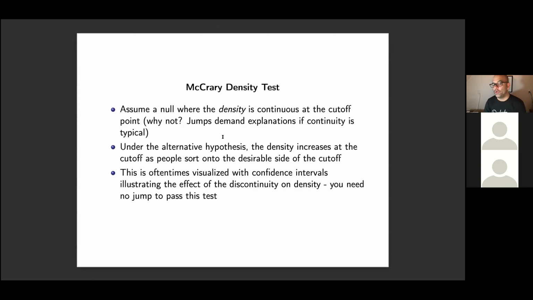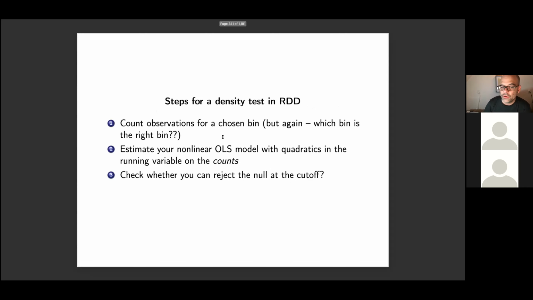So assume a null. Here's how the density test works. Assume a null where the density is continuous at the cutoff point. The jump will demand explanations if continuity is typical. Under the alternative hypothesis, the density increases at the cutoff as people sort into the desirable side of the cutoff. It's often visualized with confidence intervals, illustrating the effect of the discontinuity on the density. You need there to be no jump in the density.